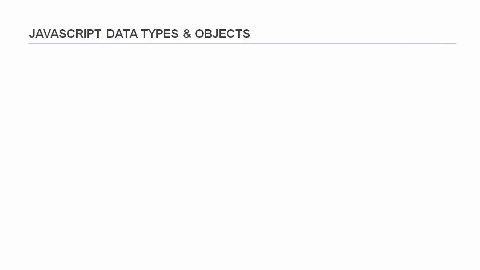In this video, I will discuss data types and objects in JavaScript language. There are two types of data types in JavaScript. The first one is primitive data type and the second is non-primitive reference data type. I will open the code editor and I will explain these two types along with the objects in JavaScript language.